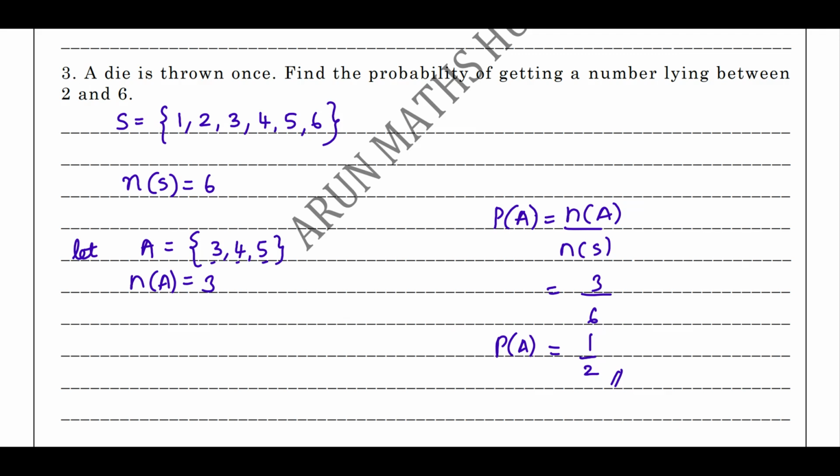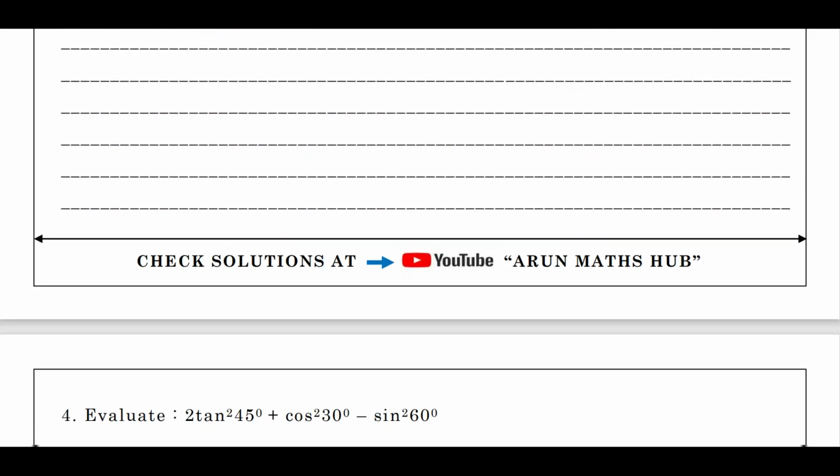First, you should list out all the possible outcomes, and you should list down all the favorable outcomes. Now, the probability of any event A is given by n of A by n of S, that is 3 by 6. What you get is 1 by 2.